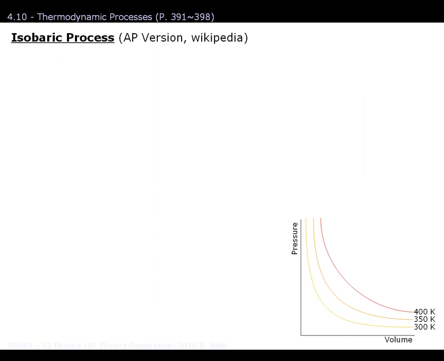When you hear the root word baric, you might think of a barometer. In fact, that's what an isobaric process is. It's one where the pressure remains the same. And if you observe the area underneath the graph, it does have a significant meaning.